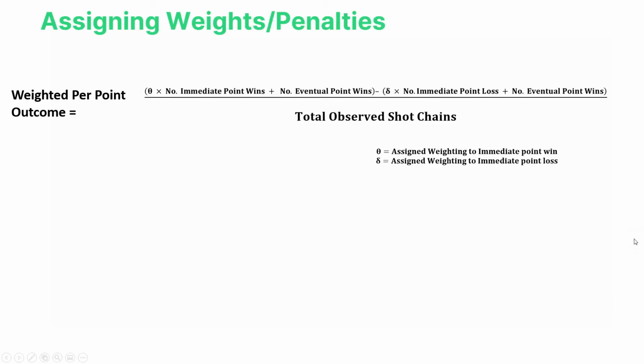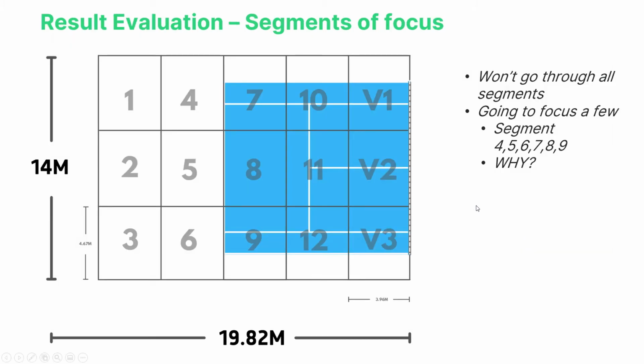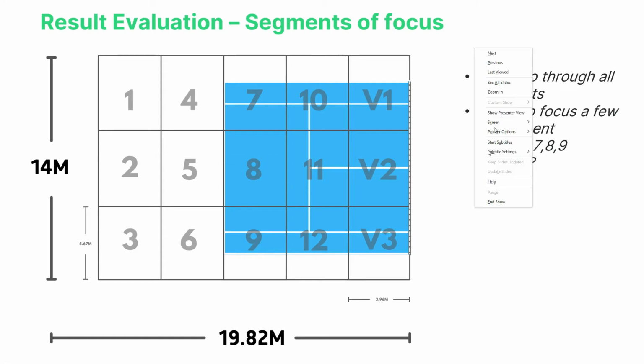And the way to address it, you can use a weighted per point outcome calculation, where you've assigned points that are won immediately or lost immediately a weighting. It doesn't have to be symmetrical. And in terms of the dashboard itself, I actually give the user the ability to weight the reward and the penalty, and that will adjust the scores for each shot chain. Now, importantly, just highlighting that previous point.